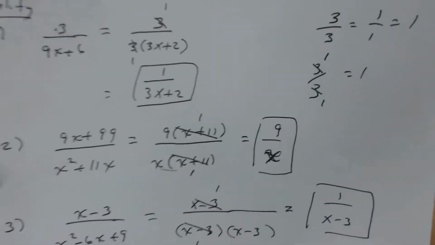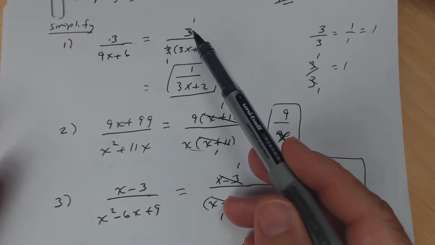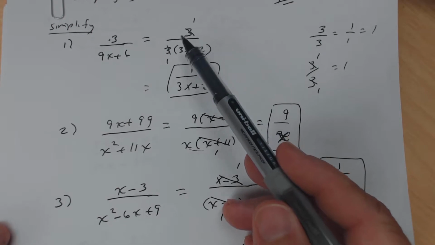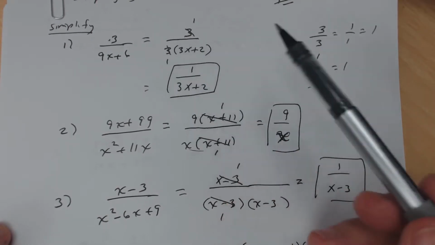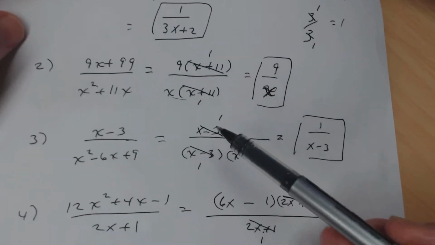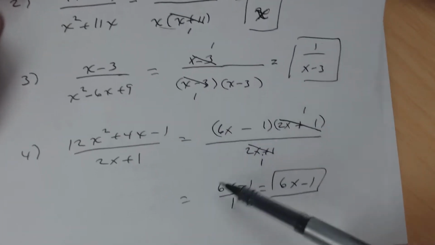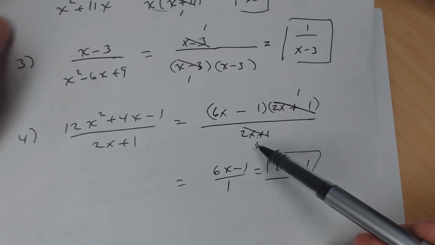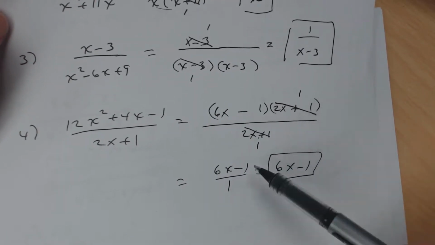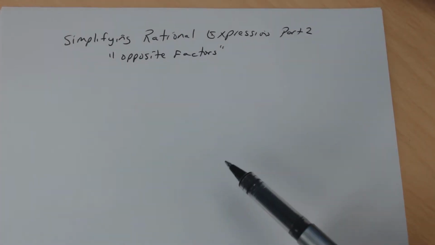Now, when we did the previous one, remember, if you look at all the factors that we divided out, 3, 3, those were identical. X plus 11, those were identical. X minus 3, those were identical factors. 2x plus 1, 2x plus 1, identical factors. All right, so they were identical. Now, let's talk about what we mean by opposite factors.